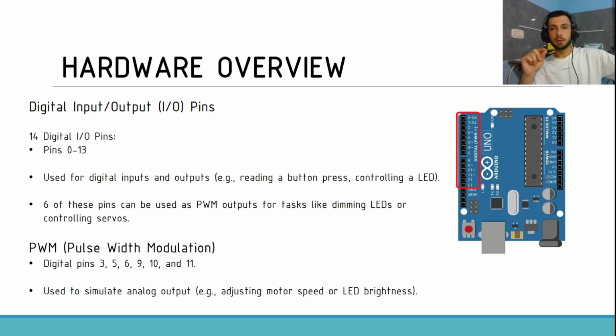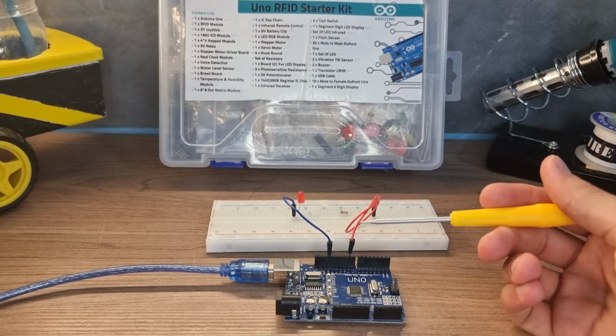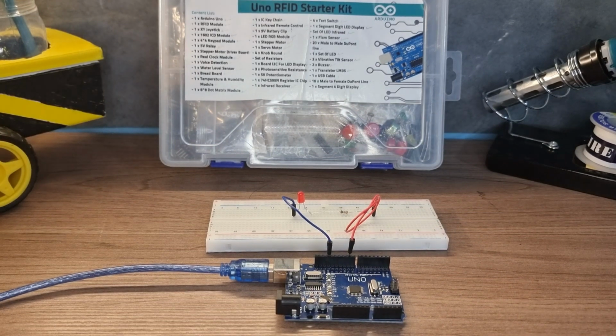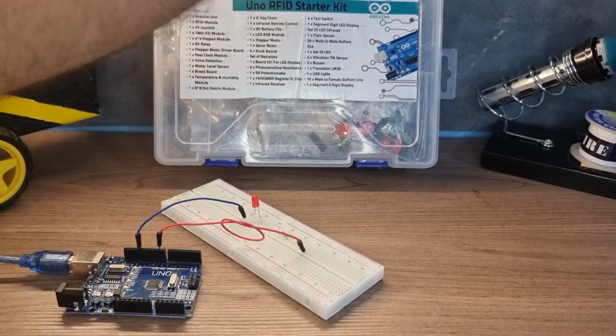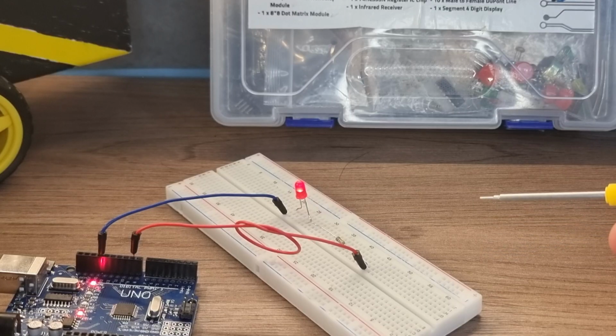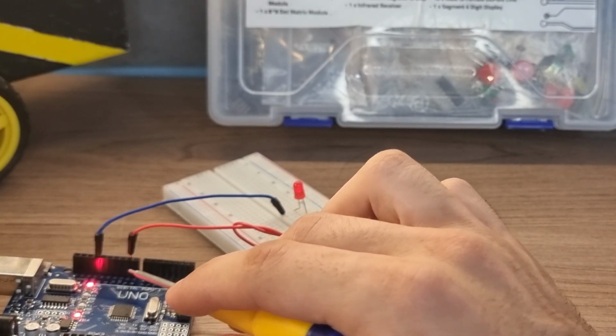Let's see pulse width modulation in action by dimming an LED using different duty cycles. Here is a practical demonstration of PWM. By varying the duty cycle, we're controlling the brightness of this LED. So let's turn it on. Notice how the LED dims and brightens. This is how we simulate an analog output using a digital pin, which is 9, that supports PWM.